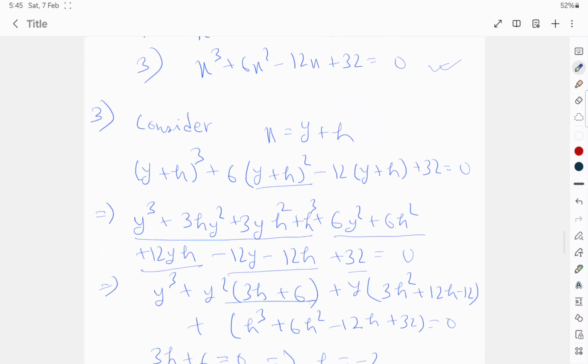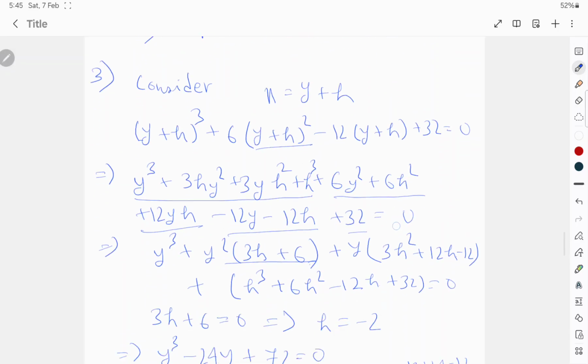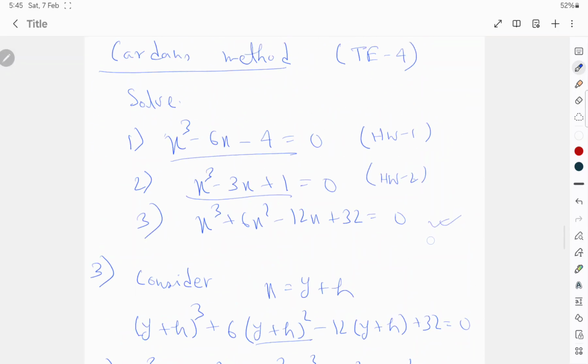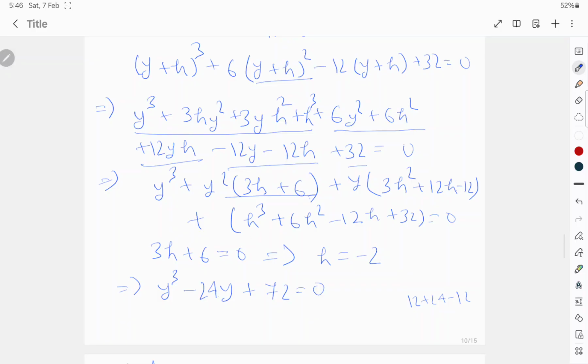Basically, in this step we are trying to get into this form. So what is your target? You see what is the difference between first, second and third: the square term is not there, right? So here also my target is this, so I am taking the common terms. The y cube power is 1, the y square coefficient is this, the y coefficient is this, and the constant is this. Now in this coefficient your target is 3h plus 6 equal to 0, so from there you are getting h value as minus 2, right?